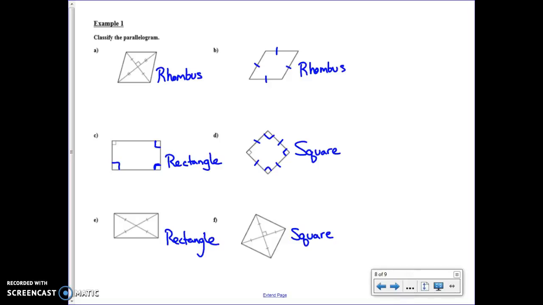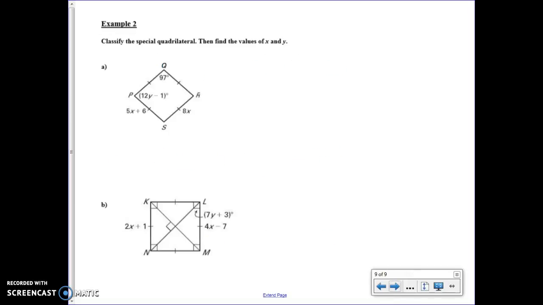Okay, so last piece then says classify the special quadrilateral, and then find the values of x and y. So we want to look at the markings that we see in the picture, and I see that all 4 sides are congruent, so that tells me this is going to be a rhombus. So if all 4 sides are congruent, then I'm going to set those 2 sides equal to each other. So 5x plus 6 equals 8x.